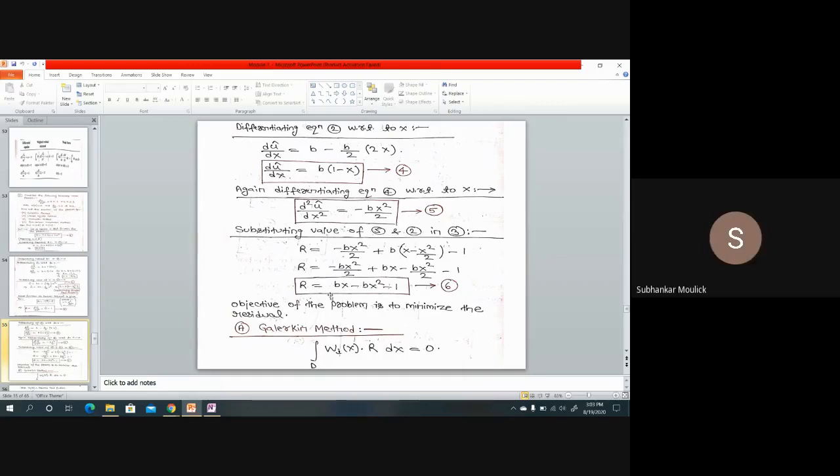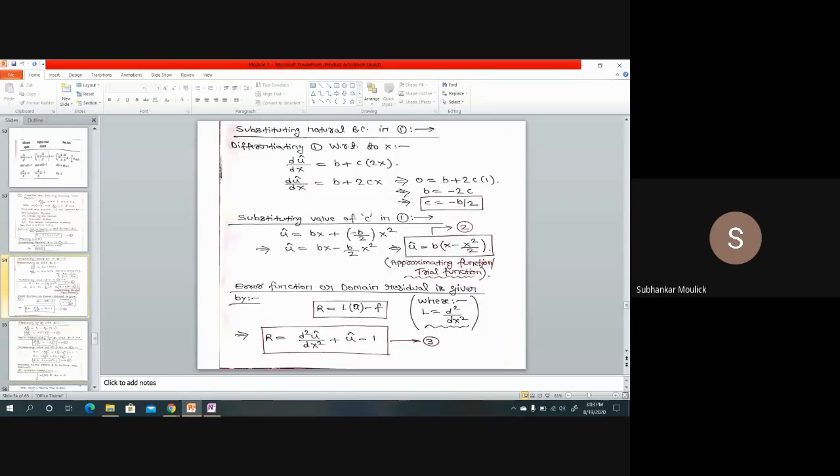So now we can solve. Why? Because you see your residual has been converted into only one unknown. So by all these methods, we can find out the value of this unknown b. If you get the value of unknown b, you can substitute it in this approximated trial function. You will get the approximate solution by all the methods.